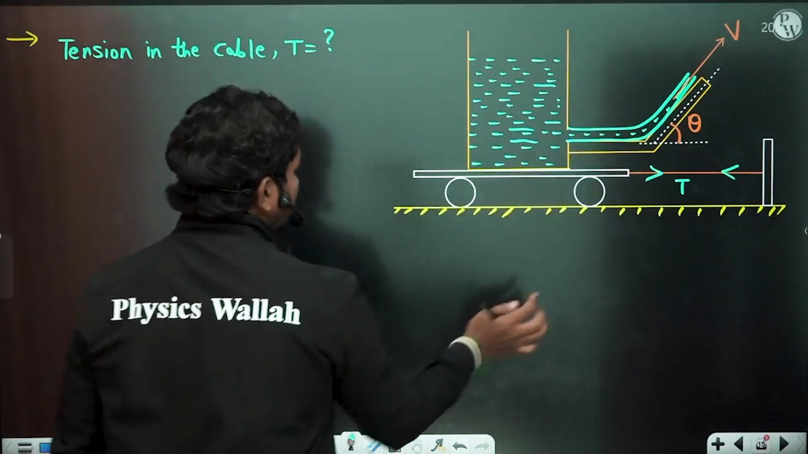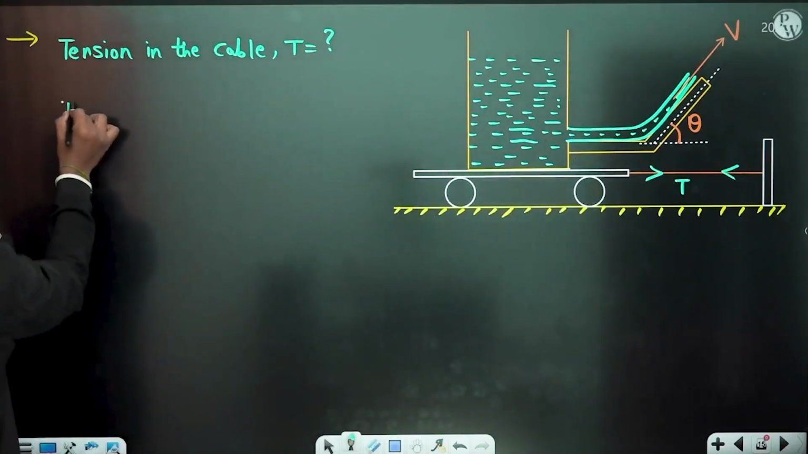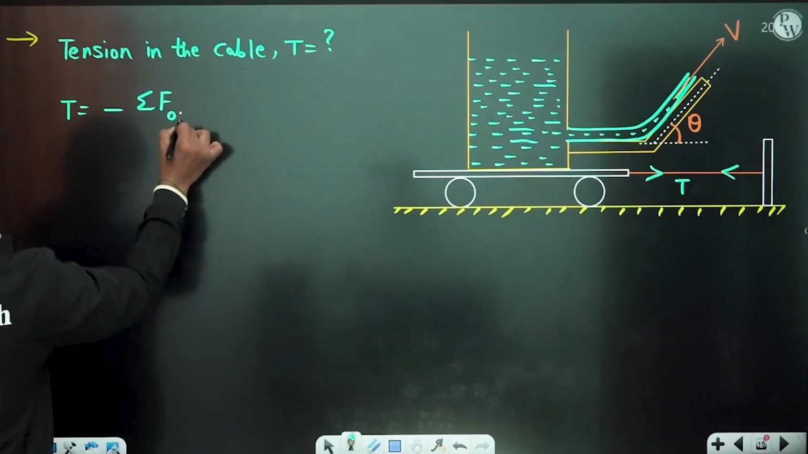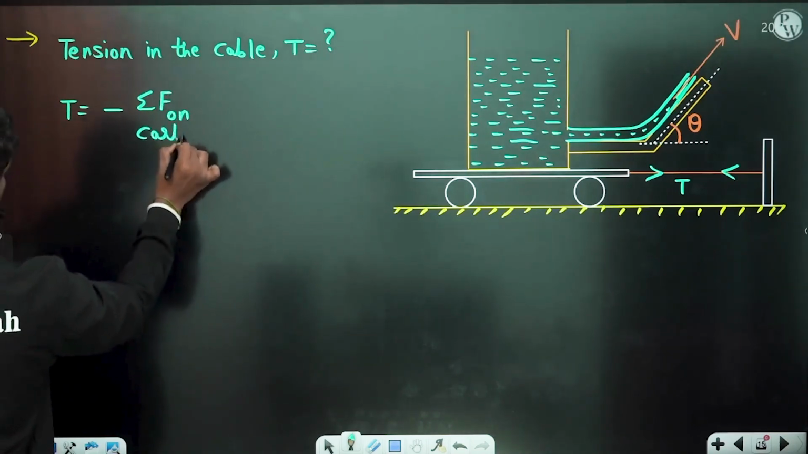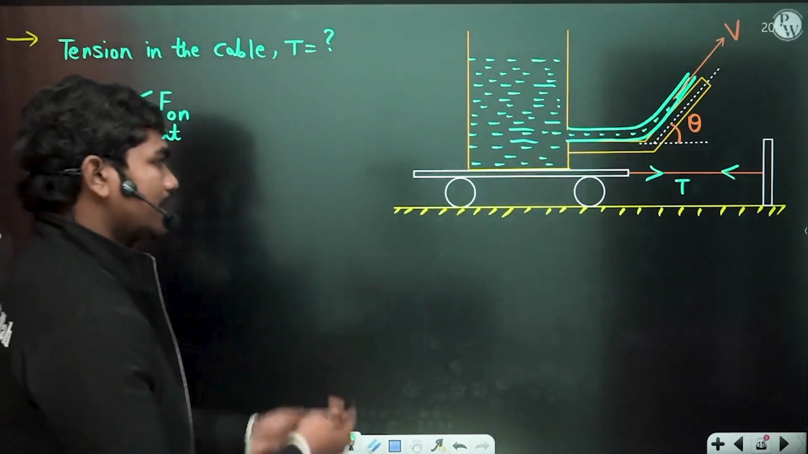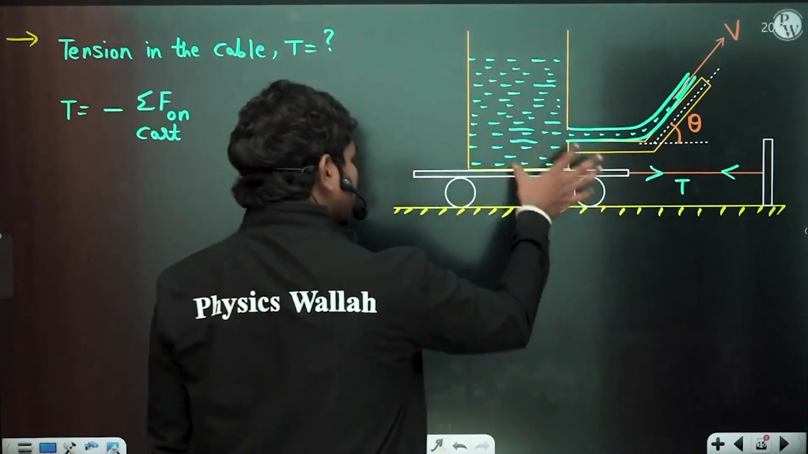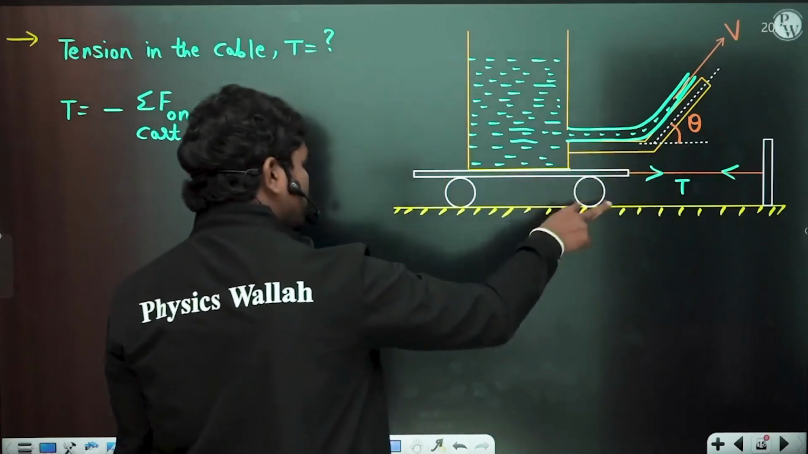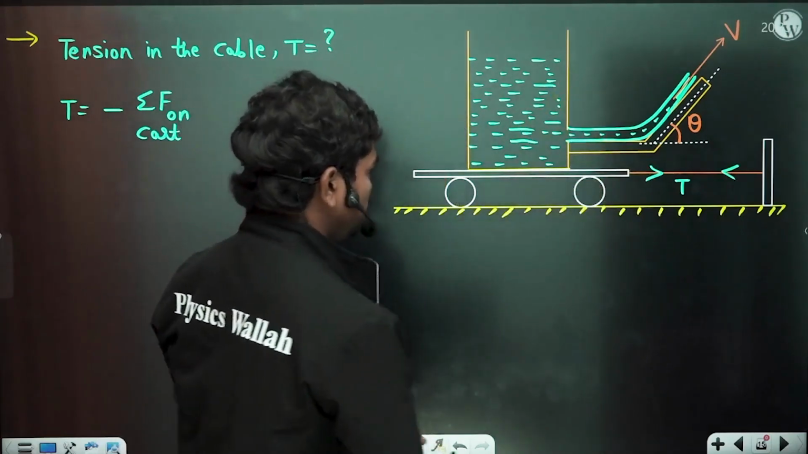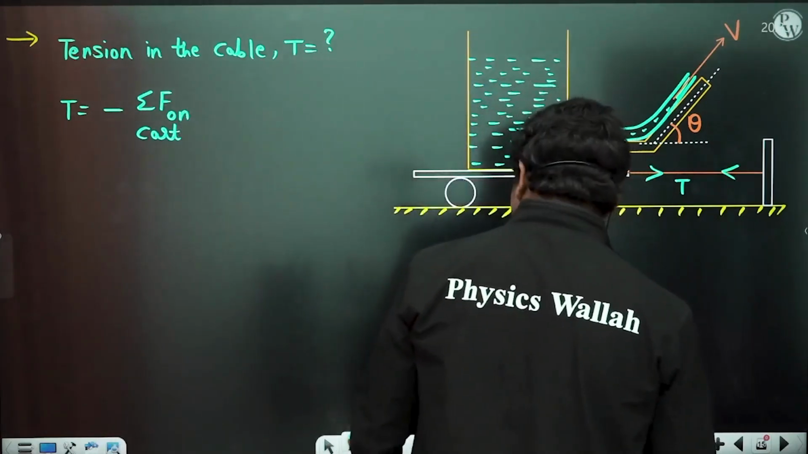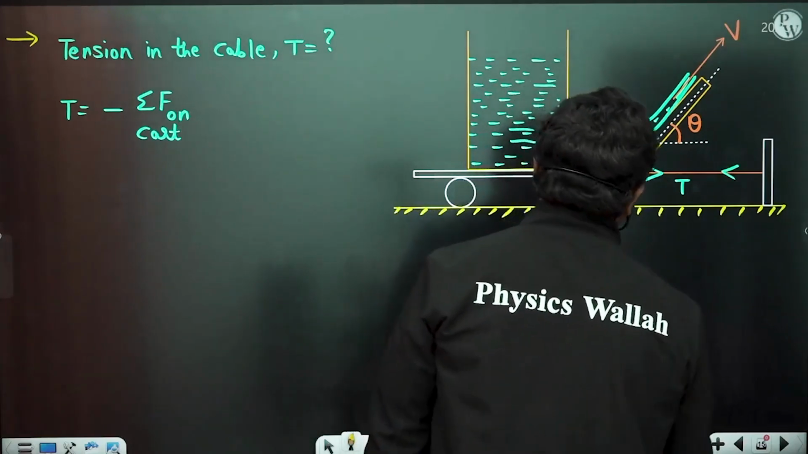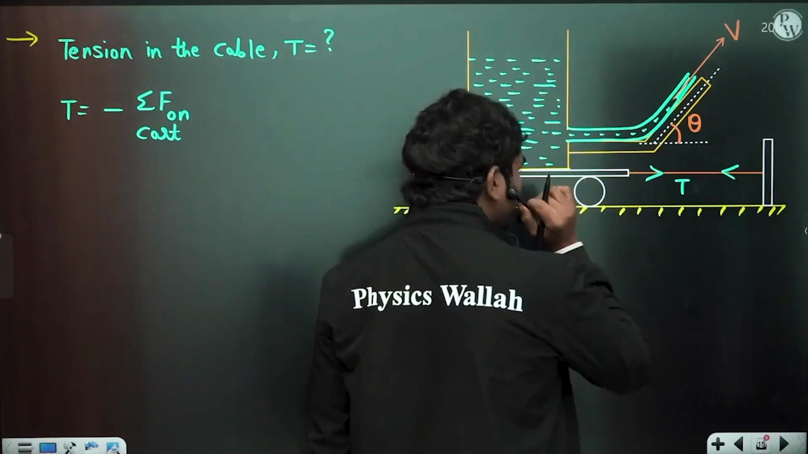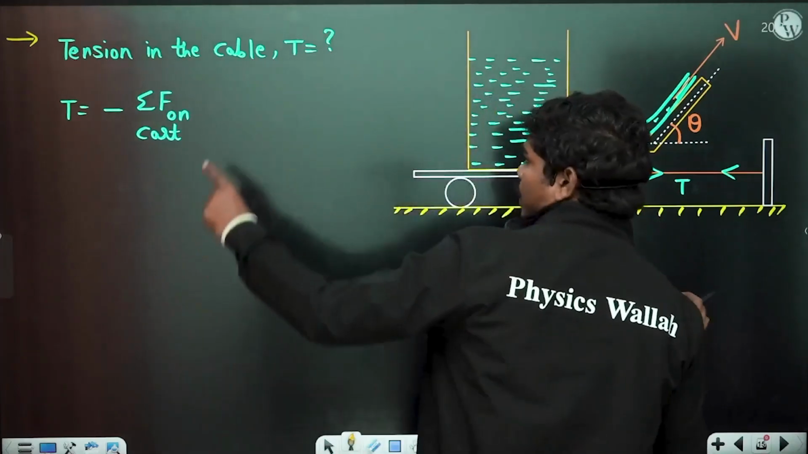Okay, so if you see, T is equal to minus sigma F on cart, correct? Obviously, because when the force on this cart is in the leftward direction, this tension will try to pull it rightward, so that because of equilibrium they are in static condition. Okay, so when they are in static condition, look what happens. They are in static condition, of course. So let us see what happens. Okay, this is on cart.